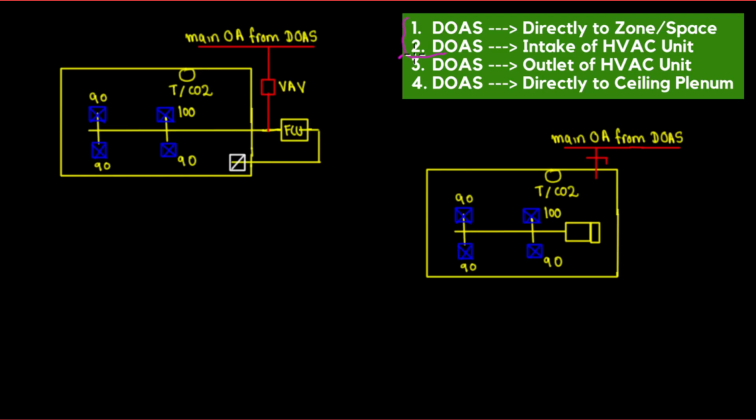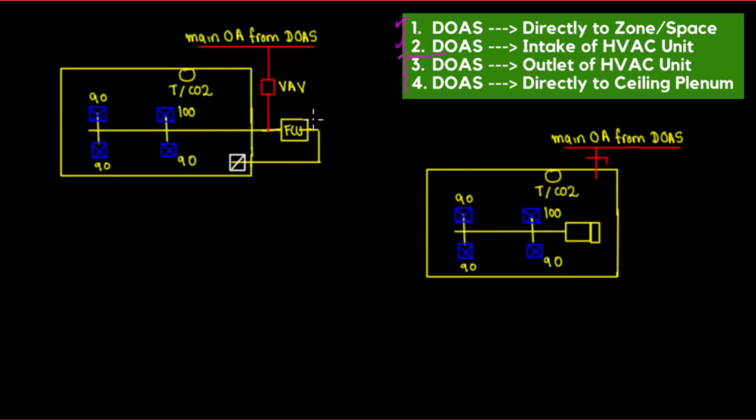But now this depends always on the designer because, as you can see, this is 1, 2, 3, 4. All of them have advantages and disadvantages. In my experience, I've seen a lot of number 1 and I've seen number 2. I have seen some of number 3, but I've seen some in number 4. Number 3, I haven't seen that so much. However, DOAS connected to the outlet of the HVAC unit.